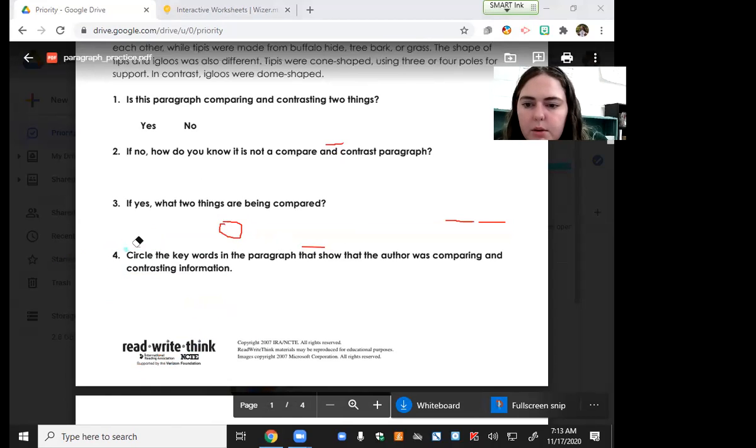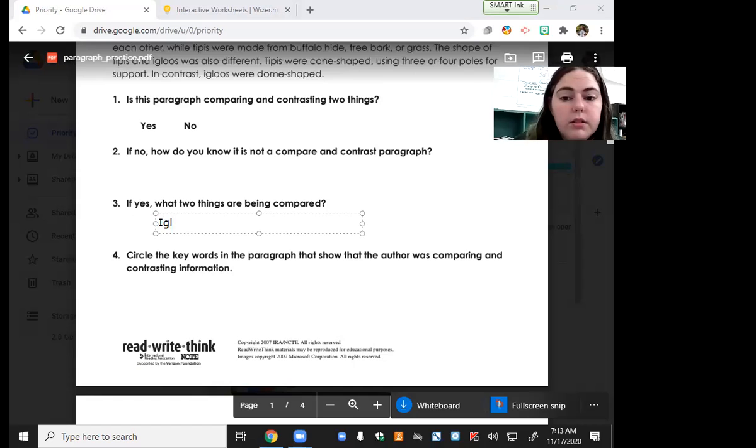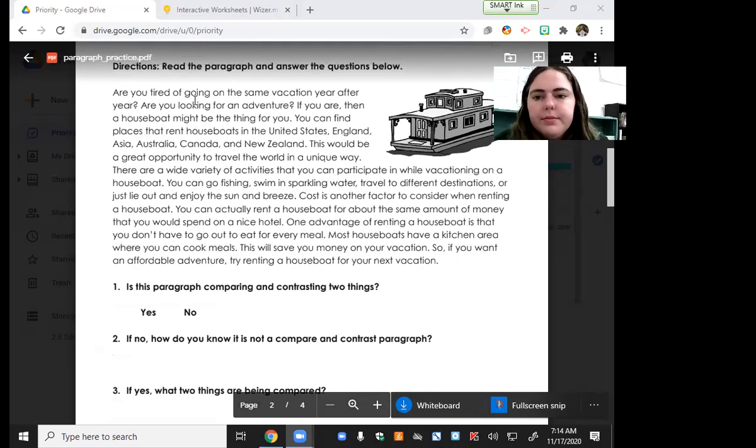What about number 3? It says, if yes, what 2 things are being compared? The igloo and the teepee. And then yours is going to say, write the keywords. So we just circled the keywords. We had different, both, in contrast, whereas. You just have to go back and find those keywords and then tell them to me. All right. So let's go down to the next one.